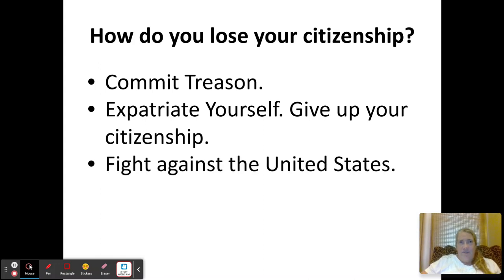If you actively fight against the United States, during the Afghanistan war, the Iraq war, there were some people who were from the United States, had U.S. citizenship, and decided they were going to fight for the Taliban in Afghanistan, or they were going to fight with Iraq, the Islamic Brotherhood. Well, that's fighting against the United States, and those people lost their citizenship.